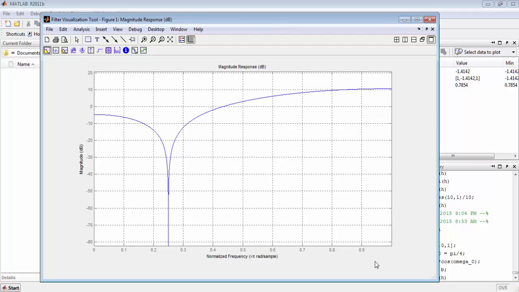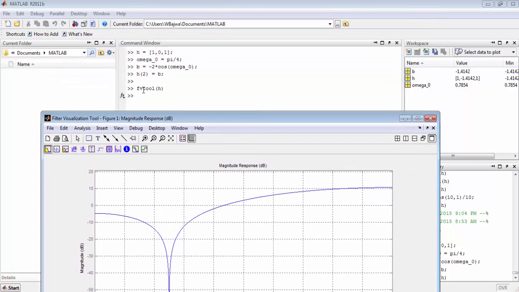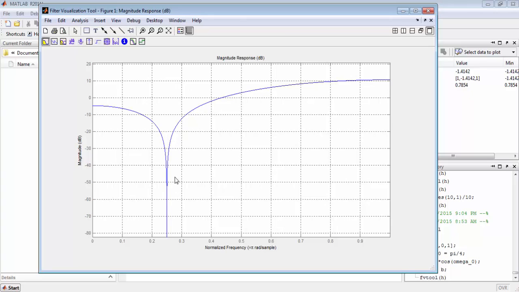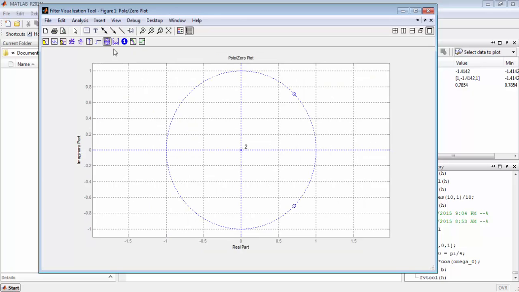So this is a notch filter which we built by simply having the first coefficient be 1, the third be 1, and the second we picked with omega naught to be pi by 4. So indeed, if we see the notch, it has a notch at 0.25 radians. Okay? And if you look at its pole zero diagram, you see that it has a zero at omega naught and minus omega naught. Okay?